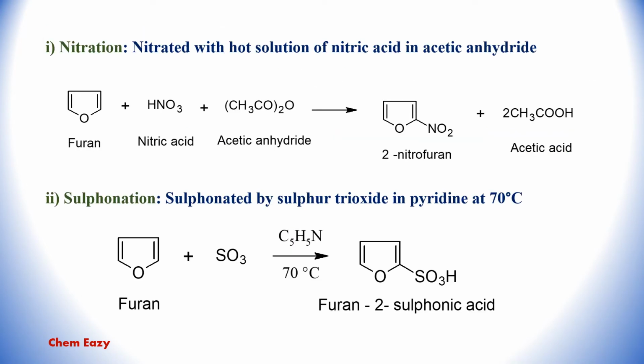Let us see some electrophilic substitution reactions one by one. First one, nitration. Furan, when nitrated with a hot solution of nitric acid in acetic anhydride, is nitrated at the second position and produces 2-nitrofuran. Whenever furan is sulfonated by sulfur trioxide in pyridine at 70 degrees Celsius, it produces furan-2-sulfonic acid.